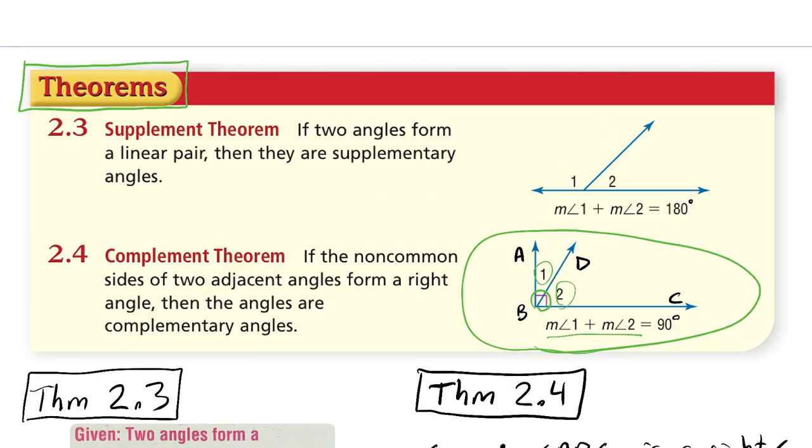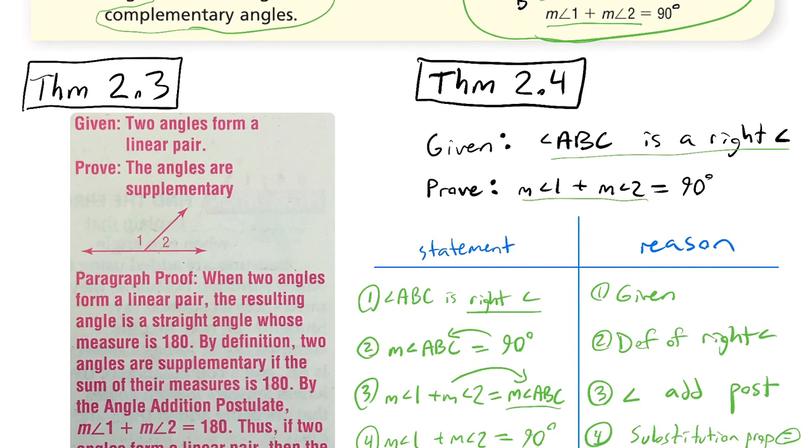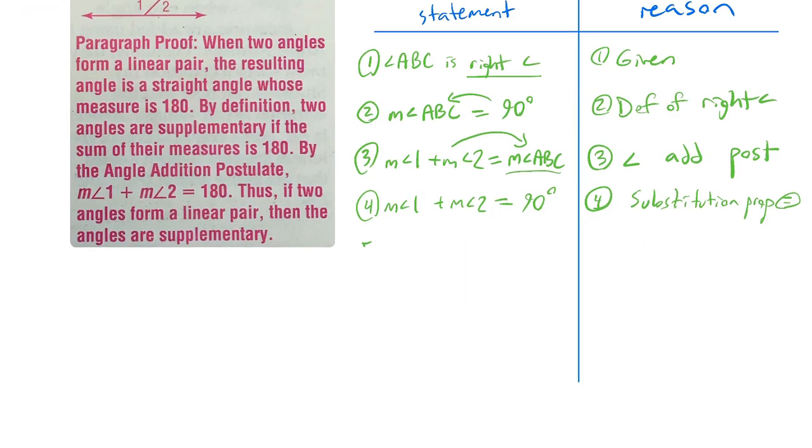So now we can go ahead and use that. If we ever come across right angles, we can say the two angles sum up to 90 degrees. Oh, sorry, I am sorry. It is saying then the angles are complementary. That is the end of our proof, not that they sum to 90 degrees. Let's add one more step here. Then angle 1 and angle 2 are complementary.